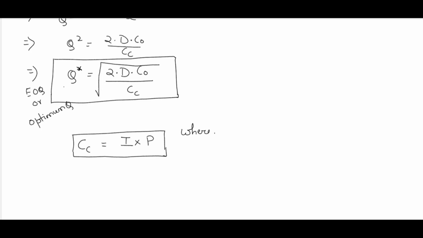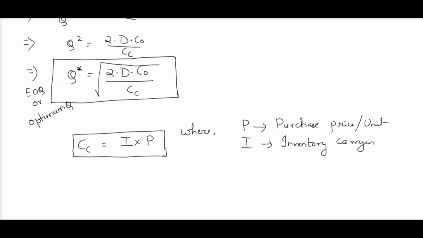Where P is the unit cost or the purchase price per unit. Okay, and I, capital I, if you are using small i also no issue, is the inventory carrying cost. It will be given in the question, expressed as a percentage of the average value of inventory. If you wish, you can use small i also or capital I also.